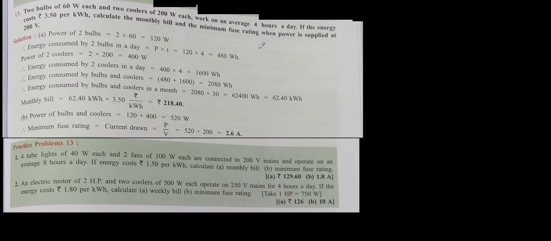Now this is for a day. So for a month it is 30. So 2080 multiplied by 30, that is going to be 62,400 watt hours. But if you remember, the commercial unit is always considered as kilowatt hour. So converting this 62,400 watt hour into kilowatt hour, we are dividing by 1000, so we get 62.40 kilowatt hours. This much is being used throughout the month. Per kilowatt hour it is 3 rupees 50 paisa. So throughout the month it will be how much? It will be 218 rupees 40 paisa.